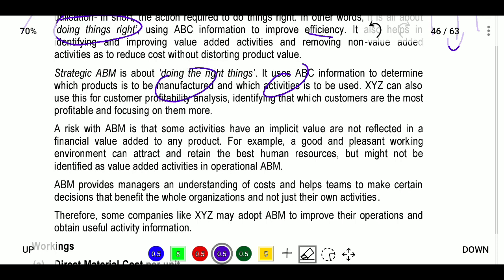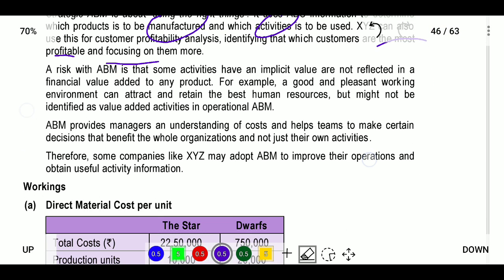It explains which activities are to be manufactured. Strategically, they will explain. And XYZ can also use this for customer profitability analysis. In customer profitability analysis, we will know who is the correct customer, who is the most profitable customer, and focus on them more. Next, the risk.